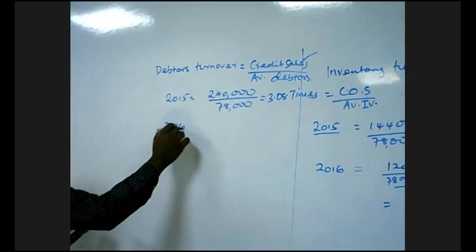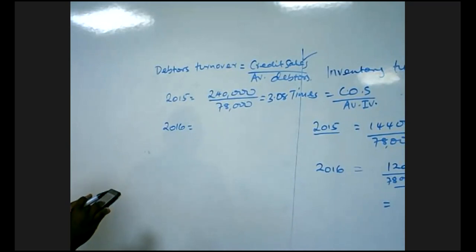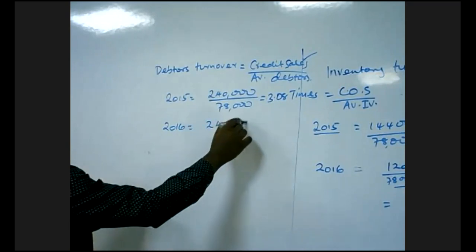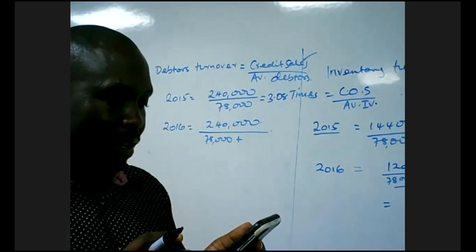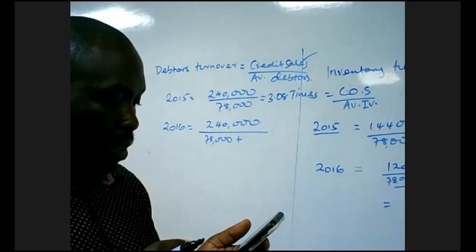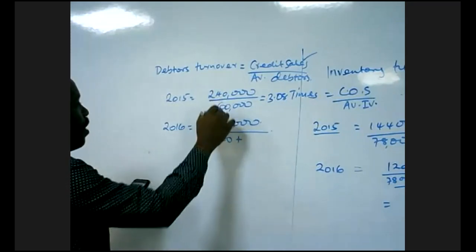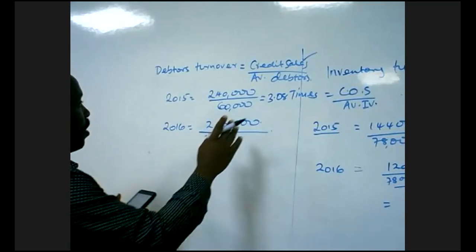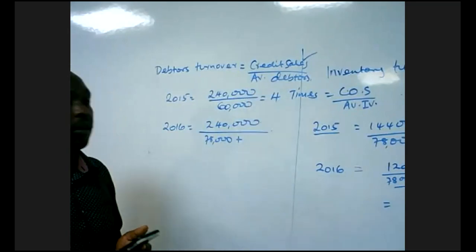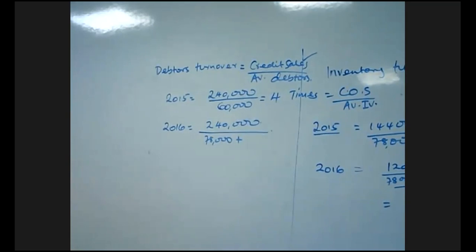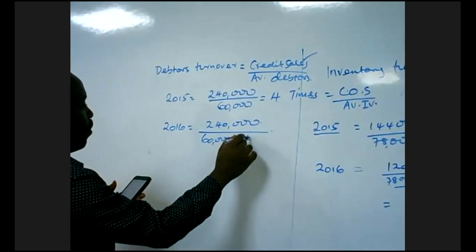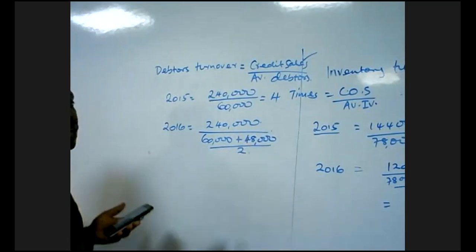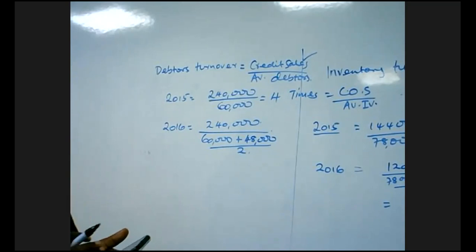2016, check the sales for that year. Here it is 240,000. Now you are going to divide by the debtors or receivables. I think I made a mistake. I used the figure for the inventory. The receivables was 60,000; 78,000 was the inventory. So the 2015 one is going to be 4 times. In this case, it is going to be 60,000 plus 48,000 divided by 2. I'm getting the average debtors.